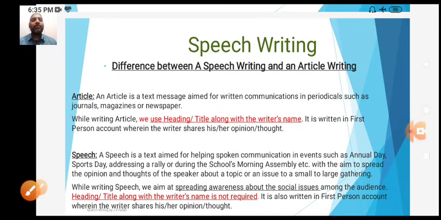Now next is difference between article writing and speech writing. We have written in detail here, but the main difference between the article writing and speech writing is that article writing is a written communication, whereas speech writing is spoken communication. The second difference is that while writing article, we need to give a suitable title or heading along with the writer's name, whereas in speech writing, it is not required.